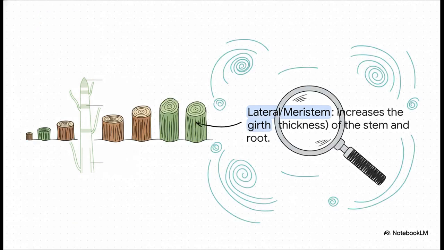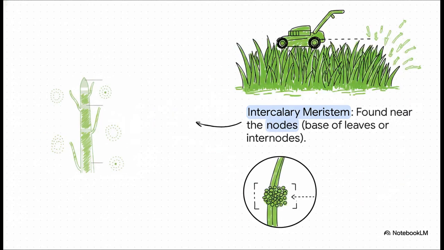Now, for this second type. As a tree gets older, its trunk gets wider and thicker, doesn't it? Well, this increase in thickness, or what we call girth, is all thanks to the lateral meristem. It's found along the sides of the stem and root, almost like a cylinder, and as its cells divide, the plant grows wider.